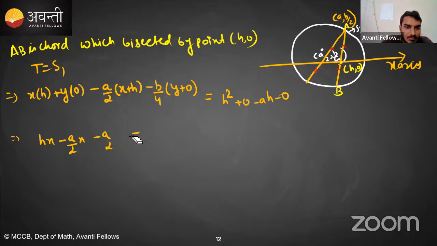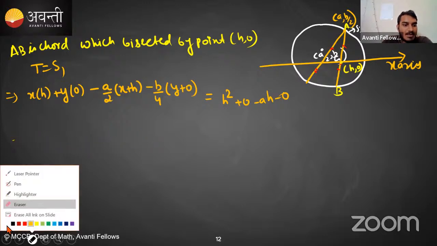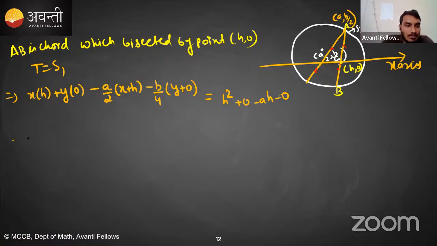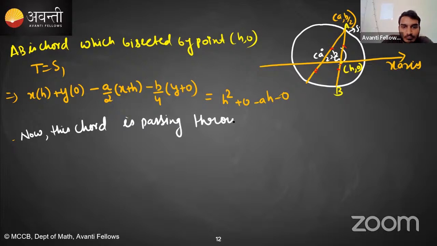So it is the equation of the chord. Is this clear so far? Now this chord is passing through point a comma b by 2. Yes or no? This chord is passing through a comma b by 2.